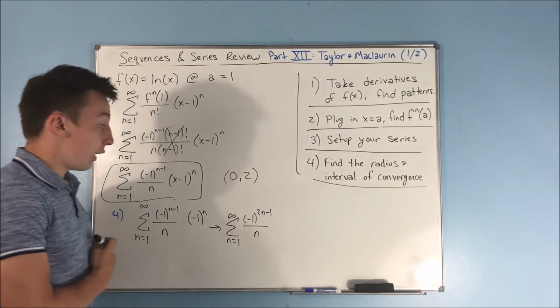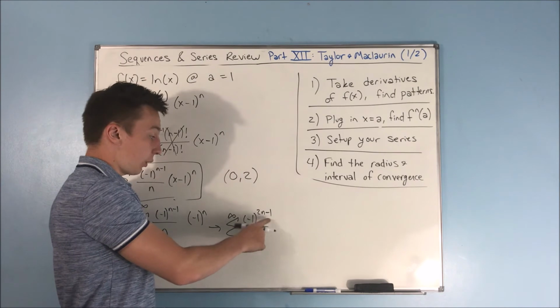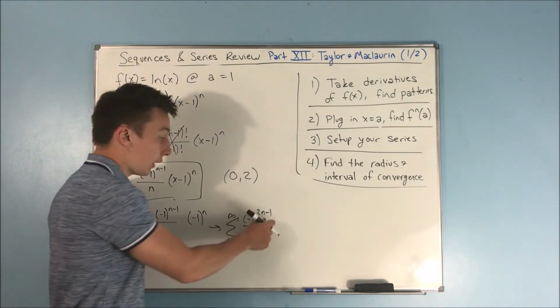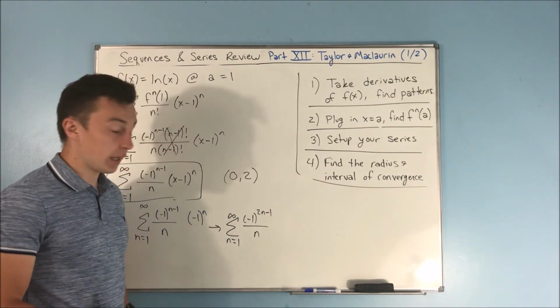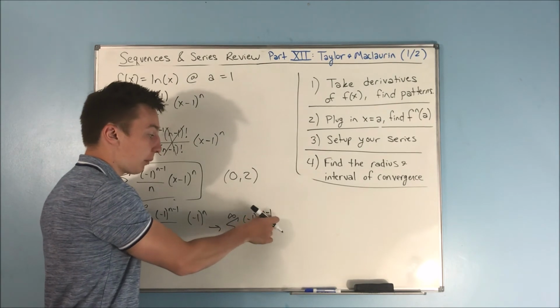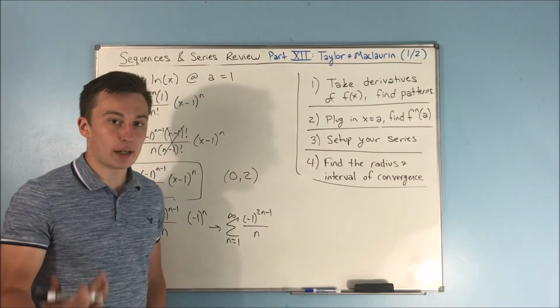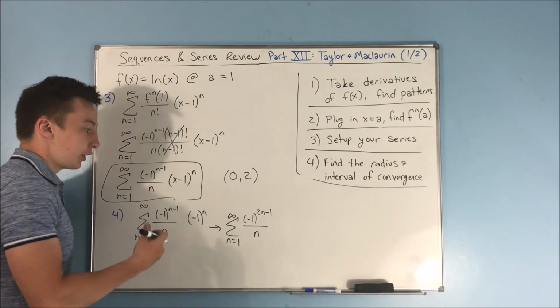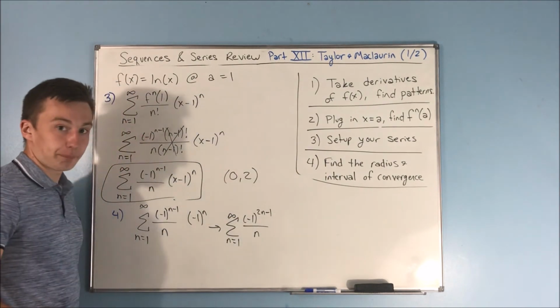And then you realize that this is making it so it doesn't matter what n I put in, I'm going to get an odd number in the exponent. 2n is going to make it an even number, and you subtract 1, it's going to always make it an odd number. So you'll always have something negative on top.